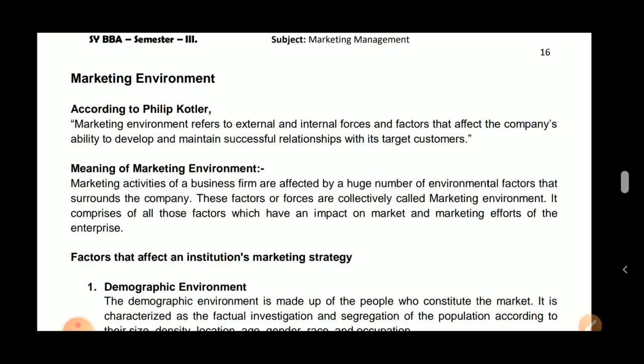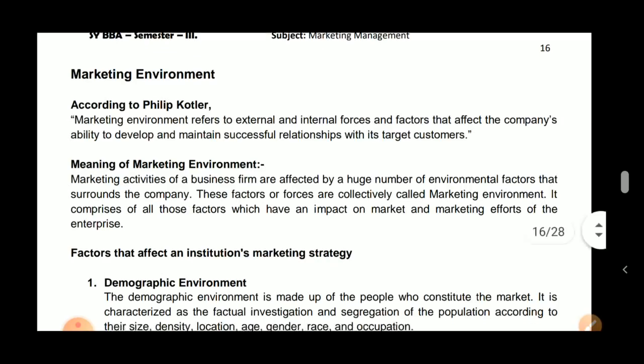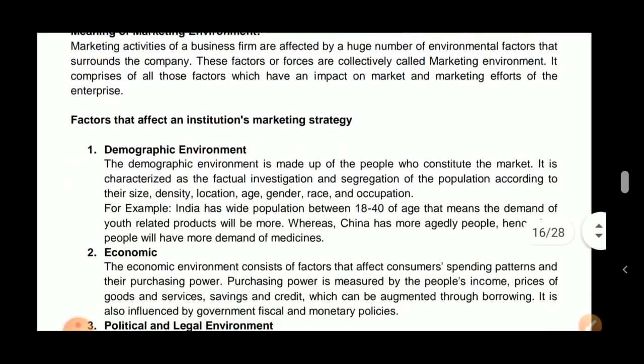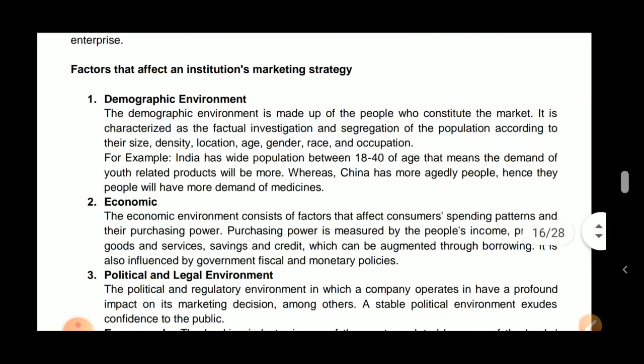So let's not waste our time and move forward. Let's start with the very first thing, that is factors that affect the institution's marketing strategy. Here institution means the company, an organization. It can be an organization, it can be an NGO, it can be a service firm, it can be a manufacturing firm, or it can also be a business to business company, companies like Larsen and Toubro or companies like Hindustan Petroleum. It can be anything that could be considered.